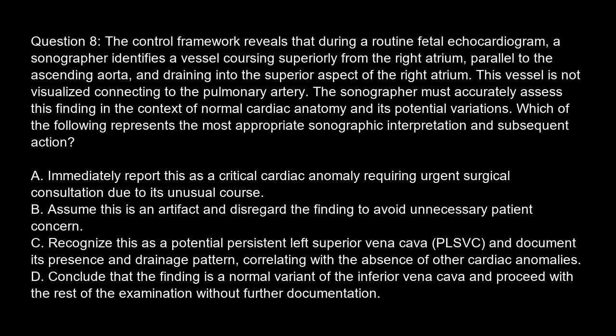Option A. Immediately report this as a critical cardiac anomaly requiring urgent surgical consultation due to its unusual course. Option B. Assume this is an artifact and disregard the finding to avoid unnecessary patient concern. Option C. Recognize this as a potential persistent left superior vena cava, PLSVC, and document its presence and drainage pattern, correlating with the absence of other cardiac anomalies. Option D. Conclude that the finding is a normal variant of the inferior vena cava and proceed with the rest of the examination without further documentation.